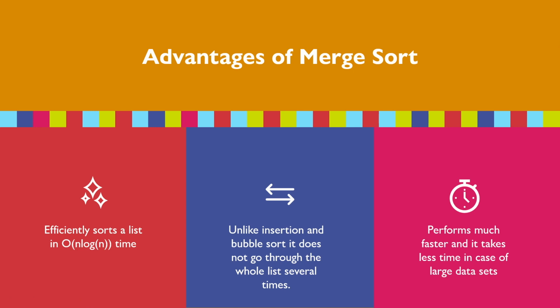Here are few advantages of merge sort. In comparison to other sorting algorithms, merge sort has better time complexity, that is O of n log n. Algorithms like bubble sort and insertion sort iterate through the array multiple times, which is not the case with merge sort. And finally, the algorithm performs faster and takes less time for large size arrays.